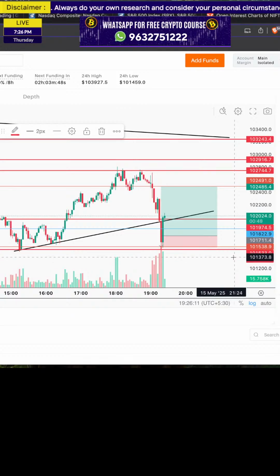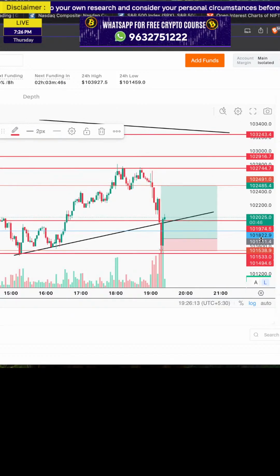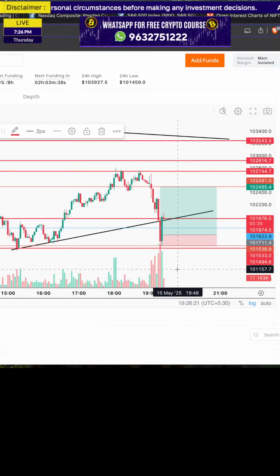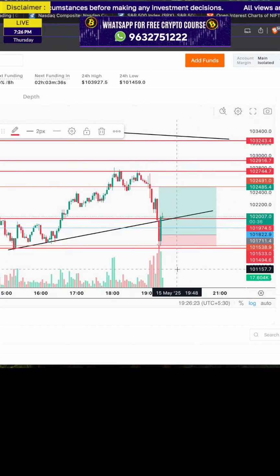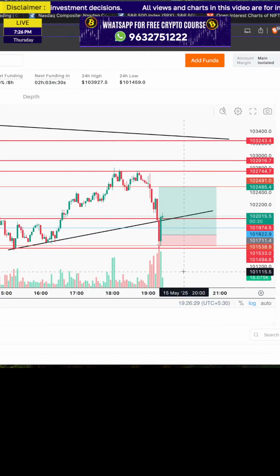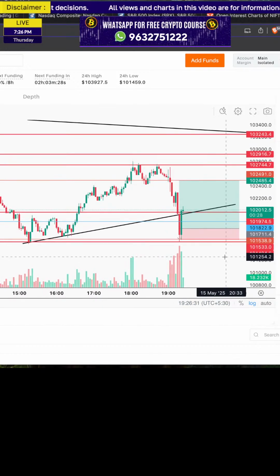As of now, $42. This one candle alone has given close to 500 points move.